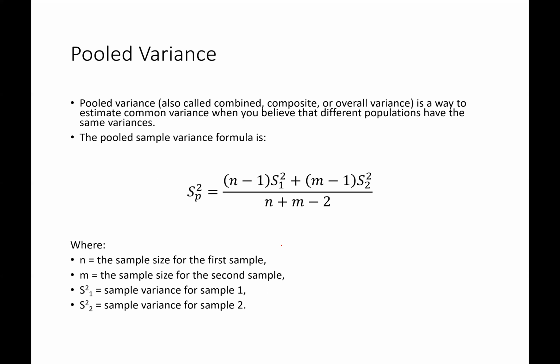So to find the pooled variance, you take n, the sample size of the first sample, minus 1 times its standard deviation squared, plus n, the sample size of your second sample, minus 1 times the standard deviation of your second sample squared, and then you add the two sample sizes and subtract 2, and you divide that into the numerator. That's how you find pooled variance. And you use this when you think that the variances from the two populations are approximately equal.